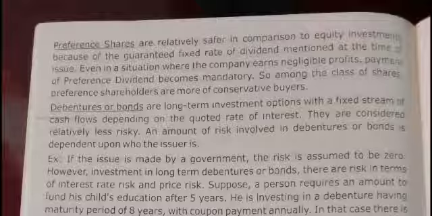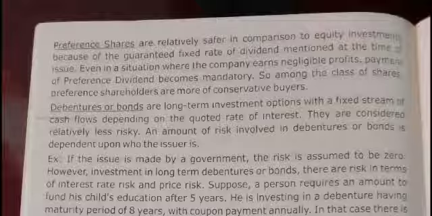Another option is debentures. Debentures and bonds are similar, and they are issued by the government and also by private institutions. This is especially for long-term investment and offers a fixed stream of cash flow depending on the quoted rate of interest. They are considered relatively less risky. The amount of risk involved in debentures and bonds depends upon who the issuer is. This is also one of the safest investments, especially in the securities market.